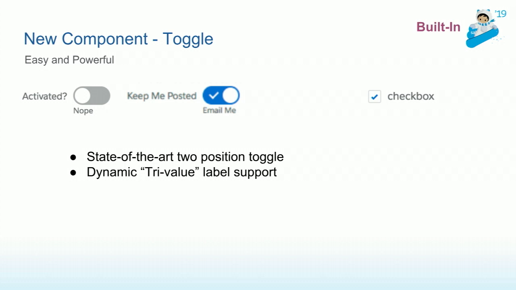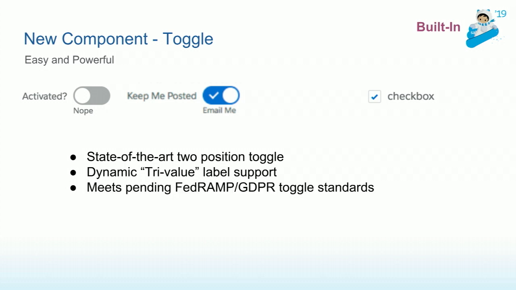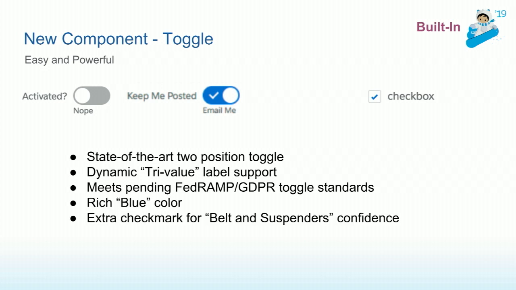You can see up here on the screen that you not only have the label on the left, but you can have both an inactive value on the bottom and an active value on the bottom as well. That's not 1, that's not 2, that's tri. And in addition to that functionality, we're pleased to announce that the new Flow Screen Toggle component meets all pending FedRAMP and GDPR toggle standards. It's available in a rich blue color. And we've added that extra check mark.